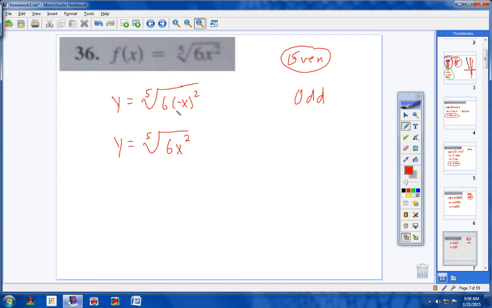Everywhere there's an x, we'll put a negative x. Everywhere there's a y, we'll put a negative y. Simplify this and you'll get this. Simplify this and you have negative y. Now go through and change your signs so y becomes positive.